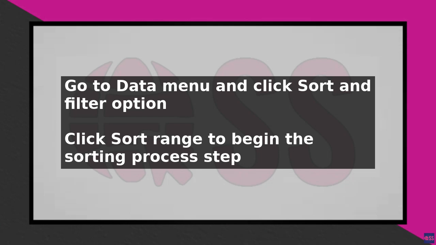In the Sort Range dialog box, you can choose to sort by a single column or multiple columns. To sort by a single column, select the column header from the drop-down menu. You can also choose to sort in ascending or descending order.